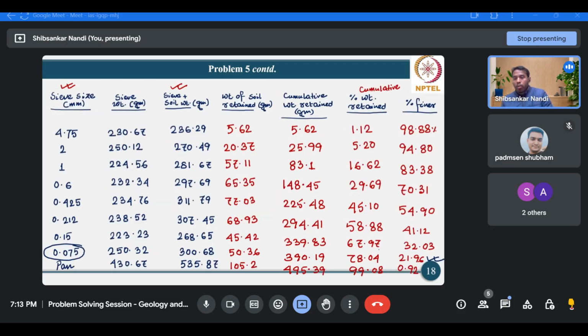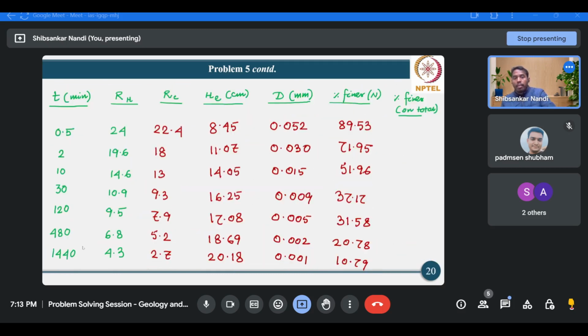This is with respect to the pan, the percentage finer corresponding to 0.075 mm. If you don't apply this correction, you will be making a mistake. So this will be 89.53 multiplied by 21.96 divided by 100, which gives 19.66.